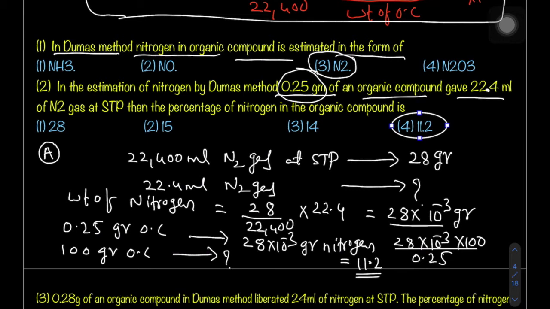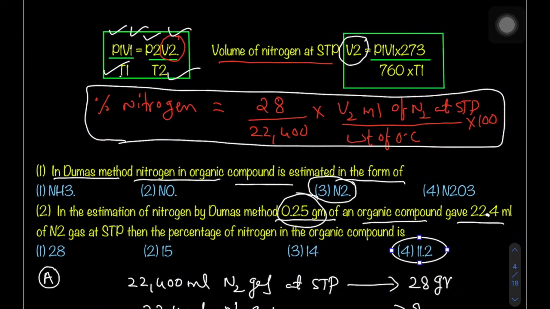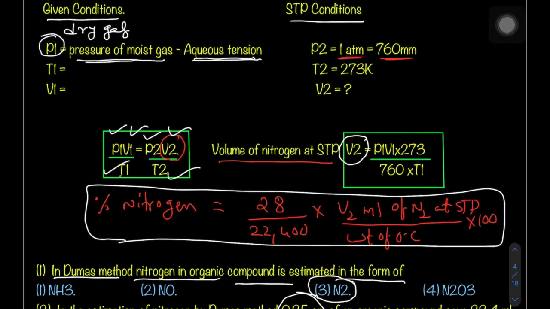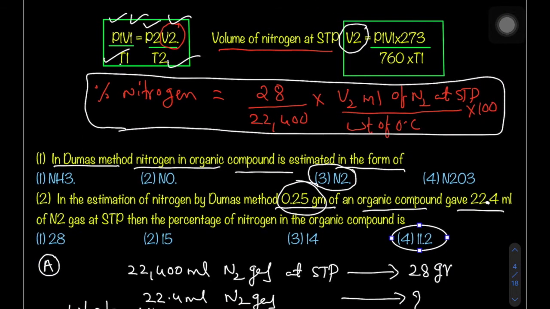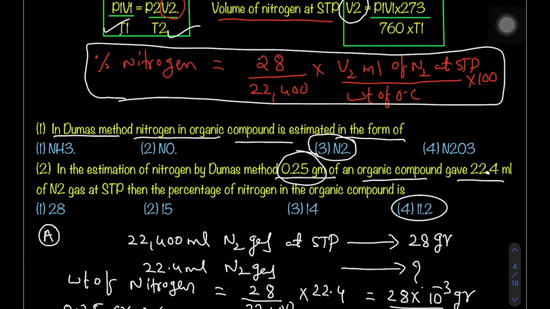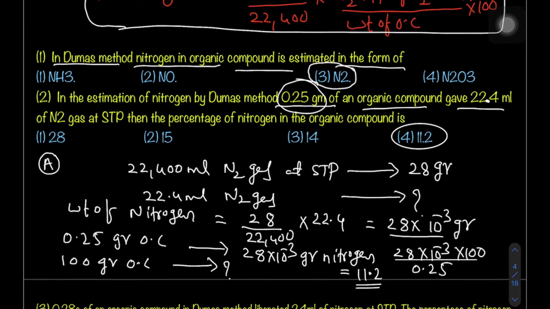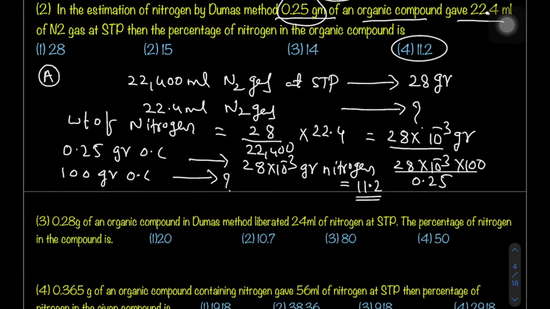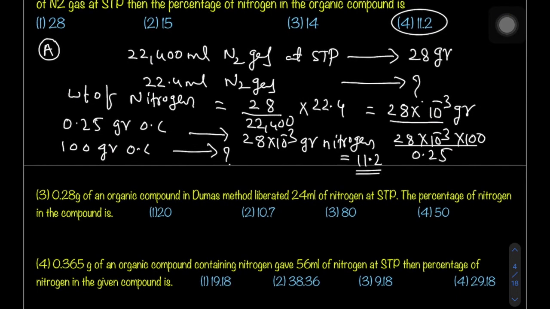Otherwise, if you know the formula, you can directly use this formula. How? This is the formula given to you here: 28 by 22,400 multiplied by volume of dinitrogen at STP by weight of OC, that is organic compound, and into 100. By using that formula also you can easily calculate. Are you getting my point? Now come to the next one.